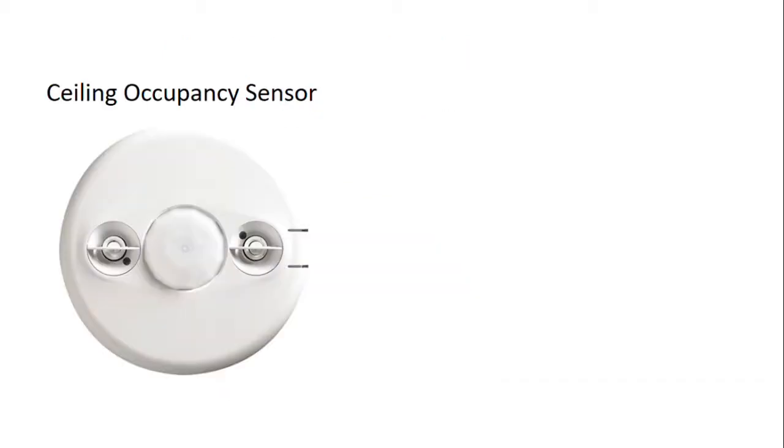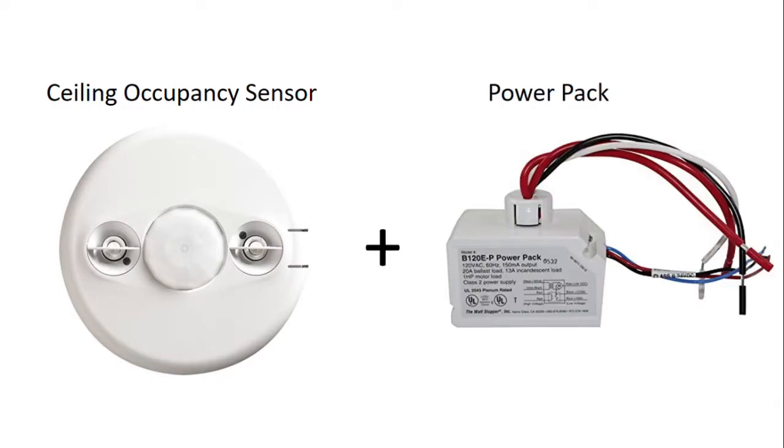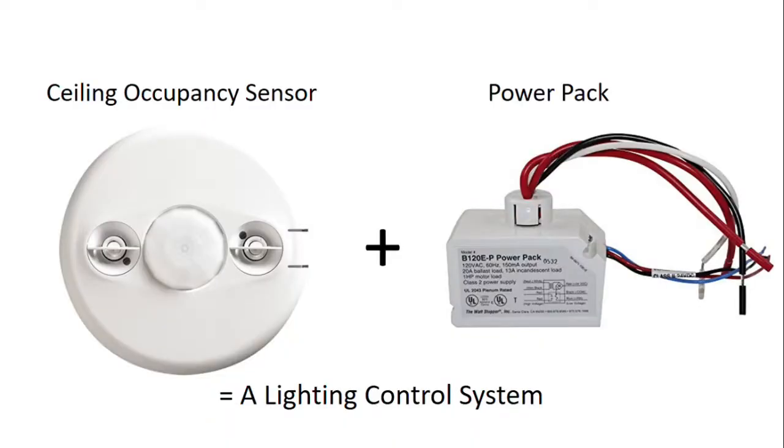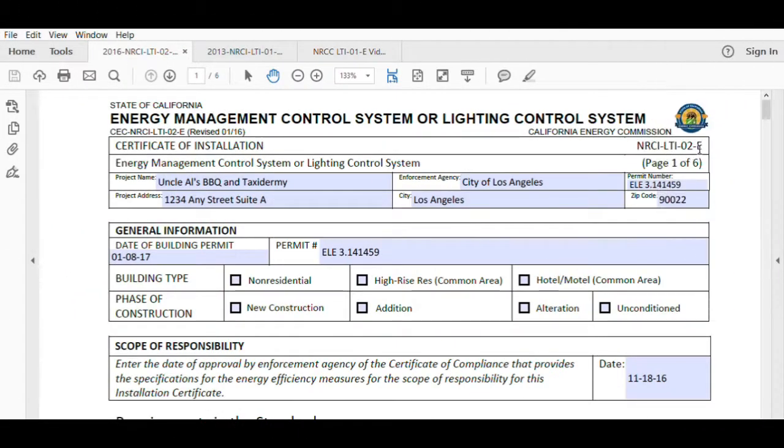However, if you've installed a ceiling occupancy sensor with, say, a power pack to run it, then that constitutes a lighting control system. Remember, any two or more devices working in tandem is considered a lighting control system. Whether it's something this simple or something this complicated, they're both considered lighting control systems, and this form needs to be filled out. So the NRCI LTI 02E is required to be turned in to an acceptance technician or a city inspector when going for final inspection.